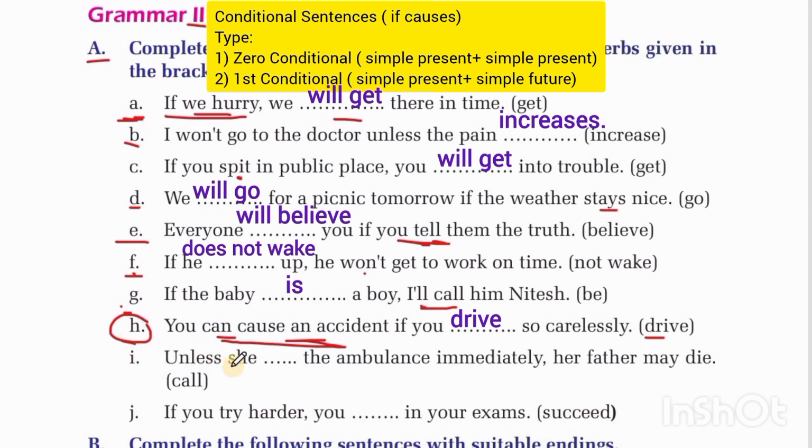I. Unless. Unless means if not. So unless she calls the ambulance immediately, her father may die. She calls. It means if she does not call the ambulance immediately. Simple present. Her father may die. This is in future possibility. May means perhaps. So the answer is unless she calls. J. If you try harder, you will succeed in your exam.